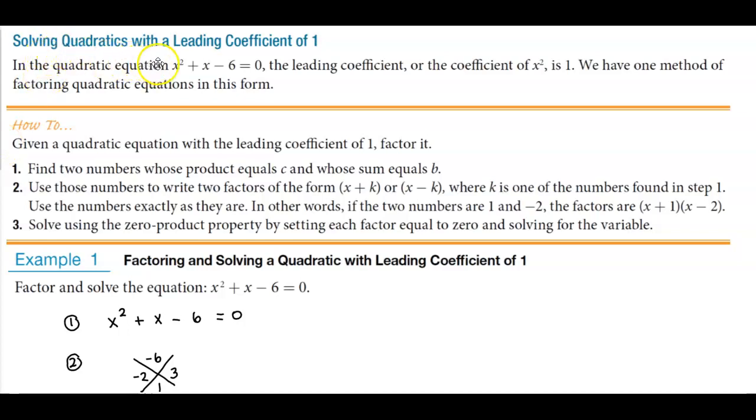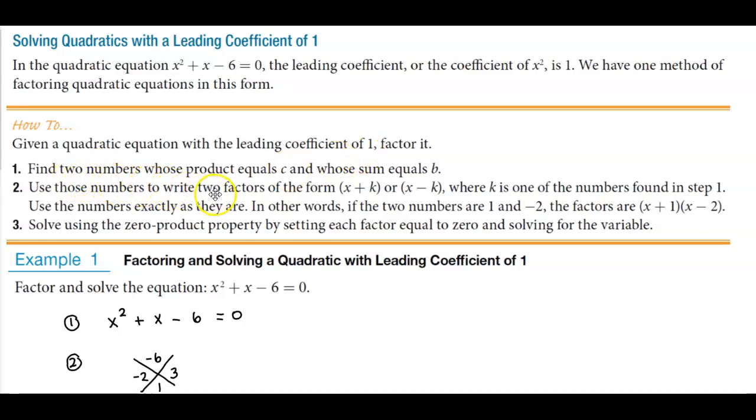Okay, solving quadratics with a leading coefficient of 1. In the quadratic equation x squared plus x minus 6 equals 0, the leading coefficient, or the coefficient of x squared, is 1. We have one method of factoring quadratic equations in this form. So given a quadratic equation with the leading coefficient of 1, we're going to factor it.